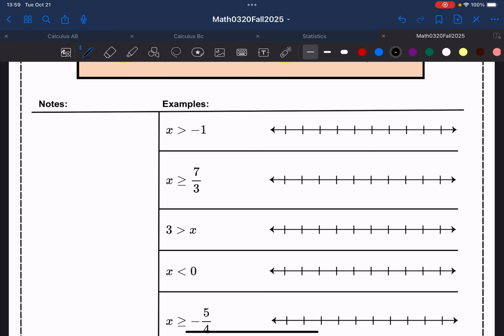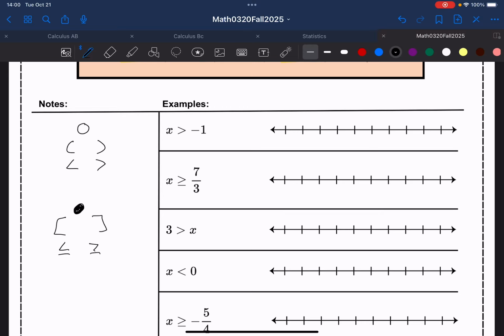If we have an open circle, that's the equivalent of having parentheses. Parentheses tell us that values are not included. This is the same as saying less than or greater than. Same with the other ones. If we have a closed dot, that's the same as saying brackets, which means we include the value, and that's the same as using the symbols less than or equal to or greater than or equal to.